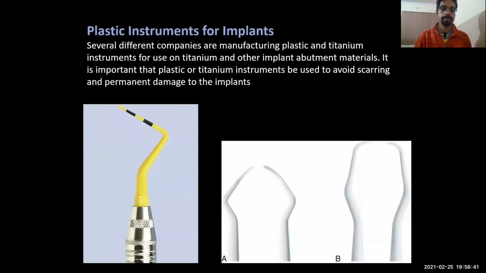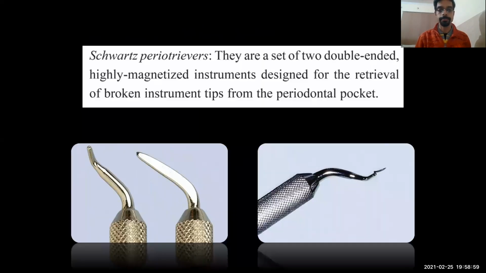Now coming on to the plastic instruments for the implants, as I have told you earlier. There are plastic probes, plastic curettes, plastic scalers, so that when there is any deposition around the titanium implants, we can use these instruments without damaging the surfaces of the titanium metal of the implants. Now, these are the Schwartz periotrievers. What is a Schwartz periotriever? It is a magnetized instrument. If you do scaling and the tip of an instrument breaks and remains in the pocket, these are used to pull the tip of the instrument towards themselves.